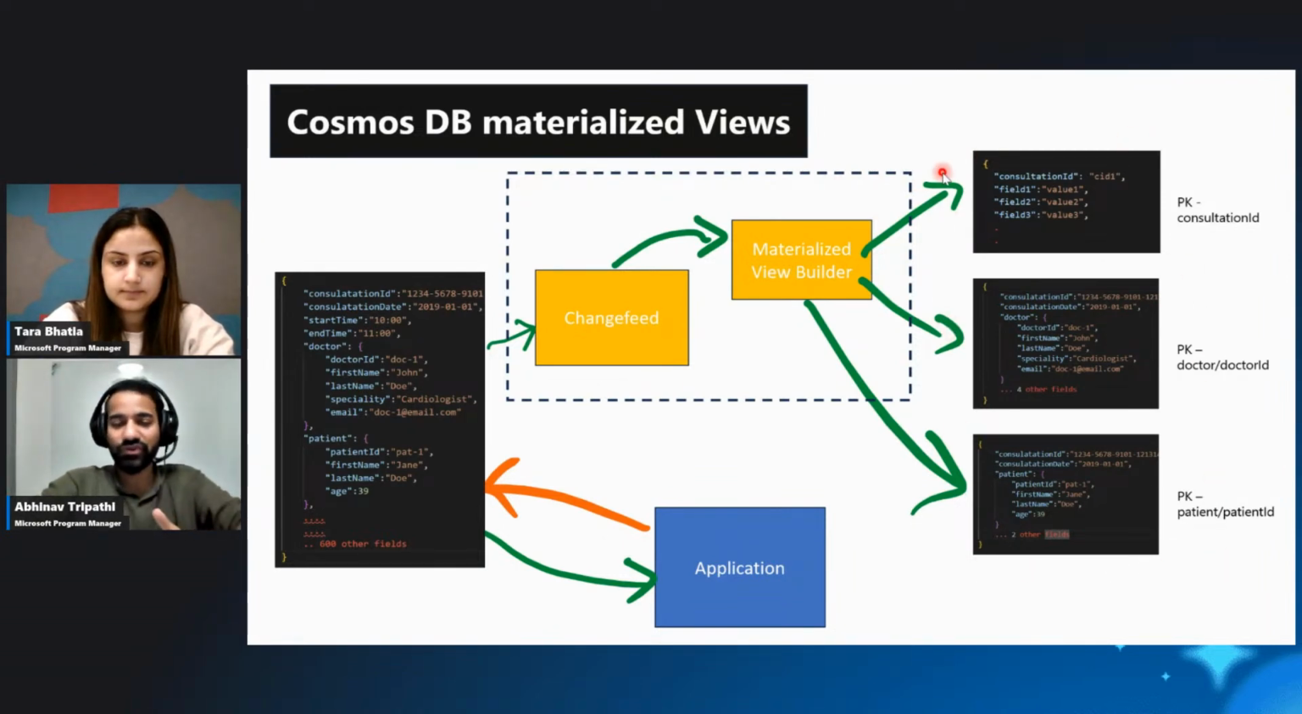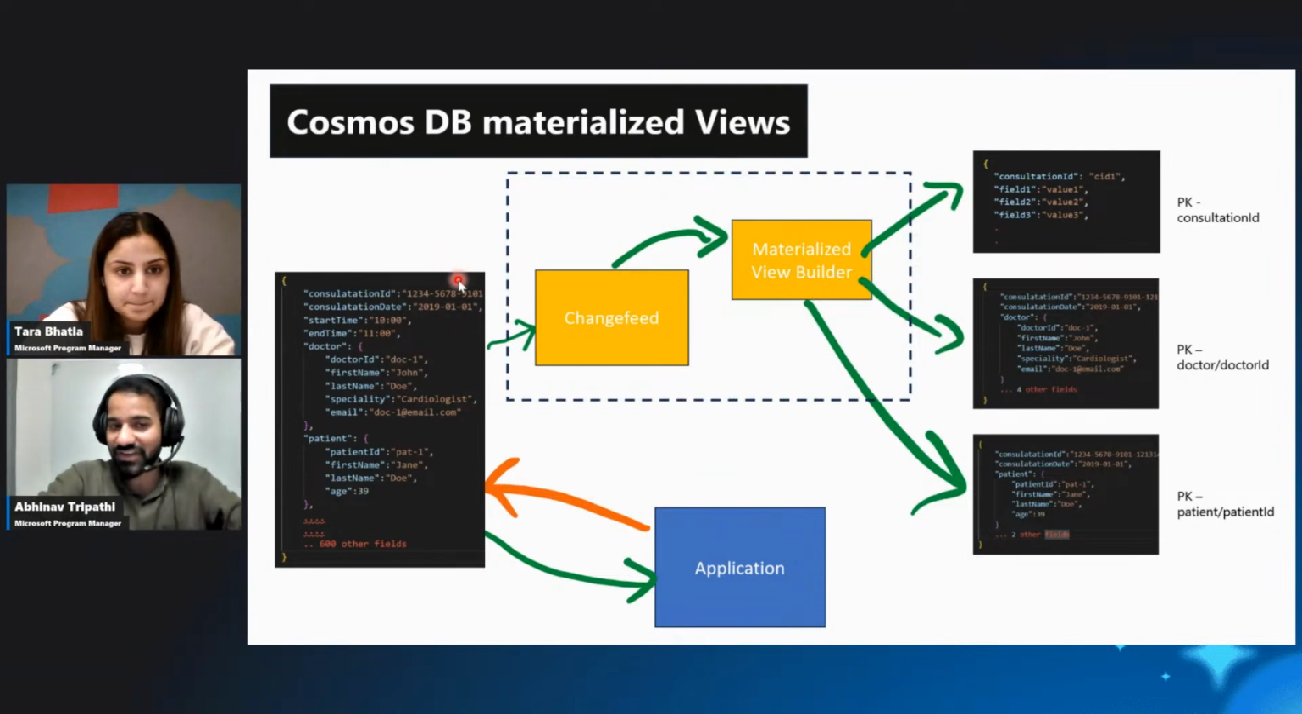So I will come to your question, Tara. You asked, is there any cost involved in this? Materialized view builders are basically compute instances, and I will show you how to use them. But this picture summarizes how materialized views in Cosmos DB work. The application writes to the source container, and then using the materialized view builder and the change feed, this data is read from the source container and written to the destination containers. Got it, makes sense.